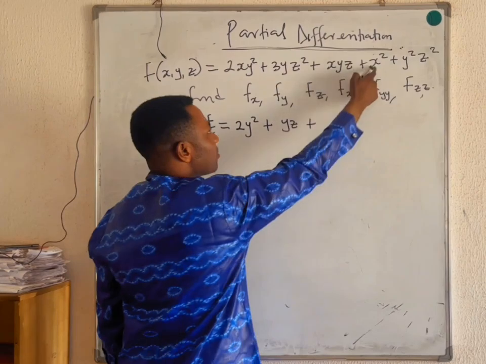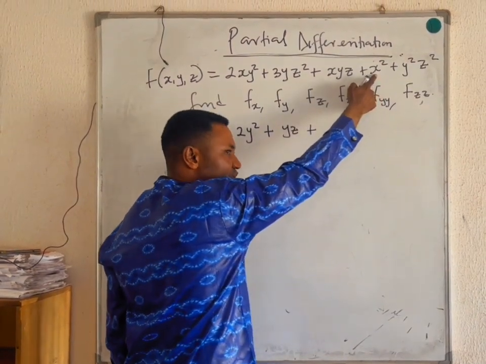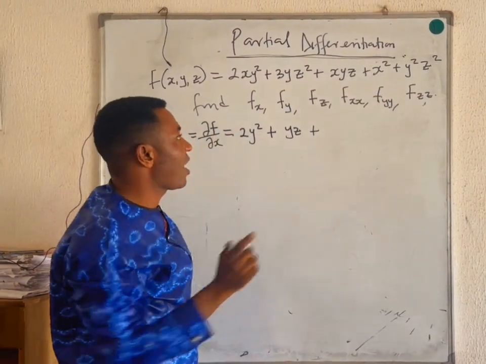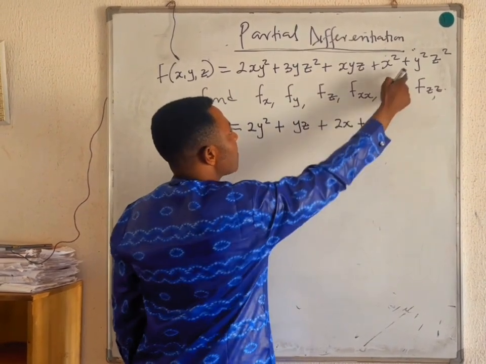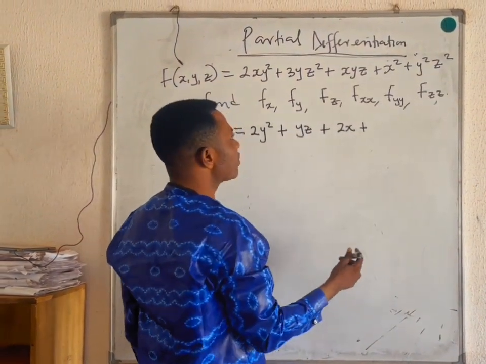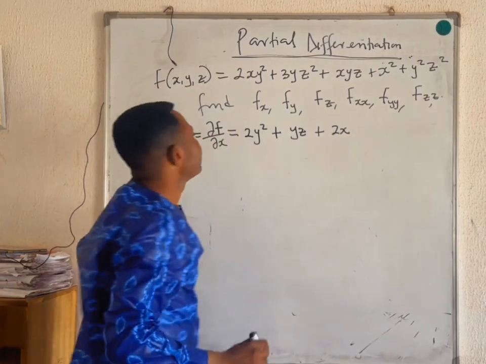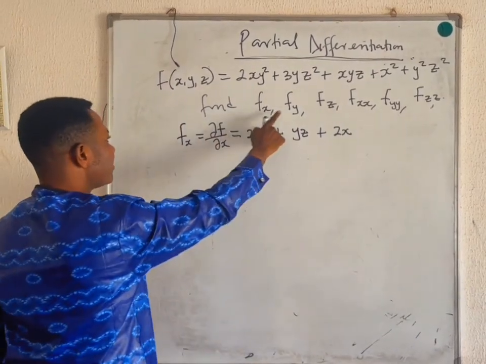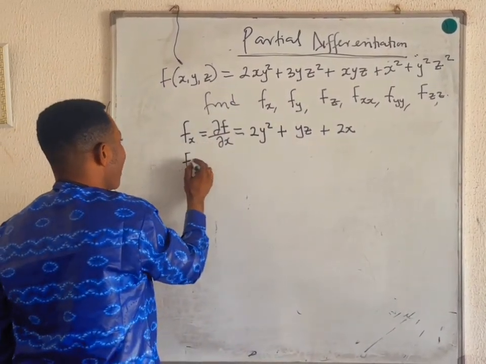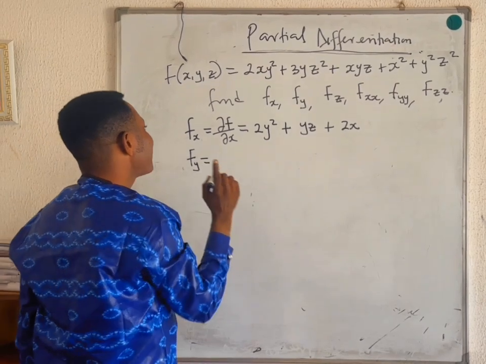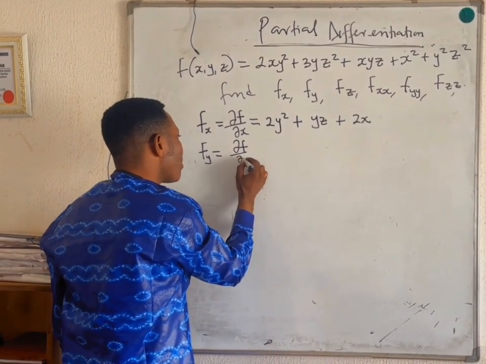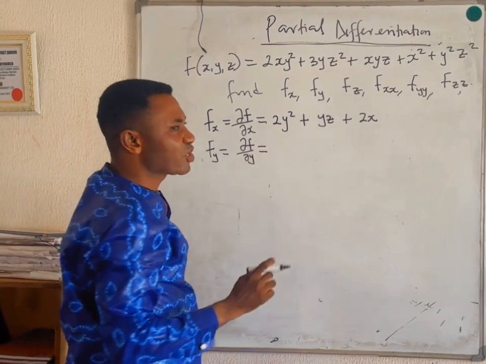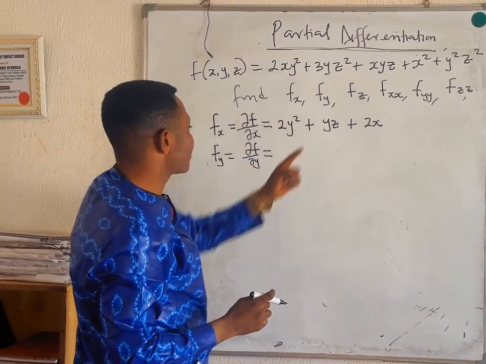When you move again, look at x squared. Because we are differentiating partially with respect to x, we have to differentiate this. The answer is 2x. So partial f partial x is 2y squared plus yz plus 2x. Since there is no x in the last terms, we stop here. And then look at this one. They say f partial y, that is partial f partial y. So we differentiate f partially with respect to y.